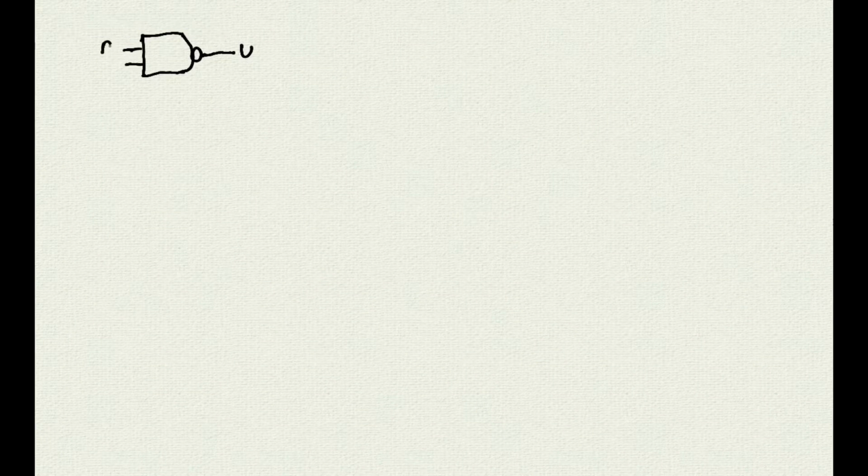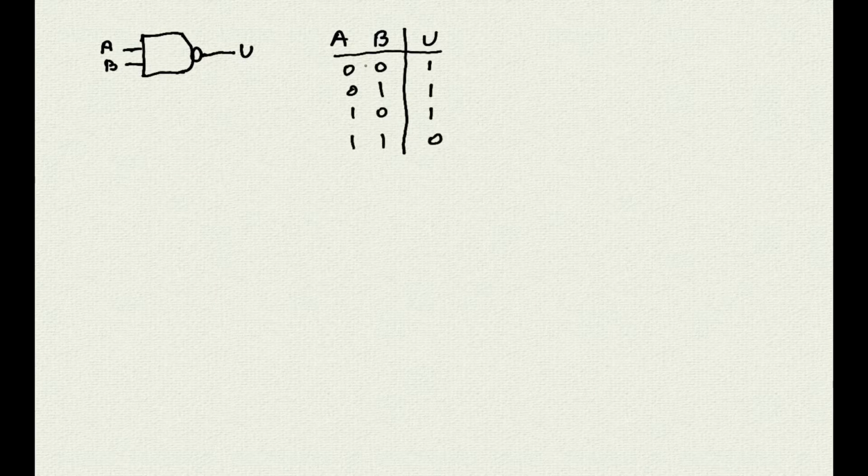Let's start by using the NAND gate. Here is the schematic representation, and here is its truth table. Let's now take a look at the first and the last row. If we give the same value to both inputs, we obtain an output that is just the opposite of the inputs. And this is basically the definition of an inverter or the NOT gate.